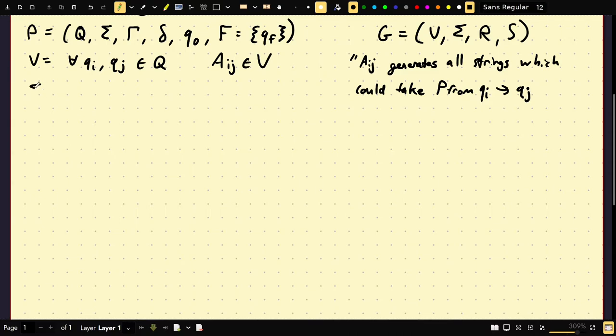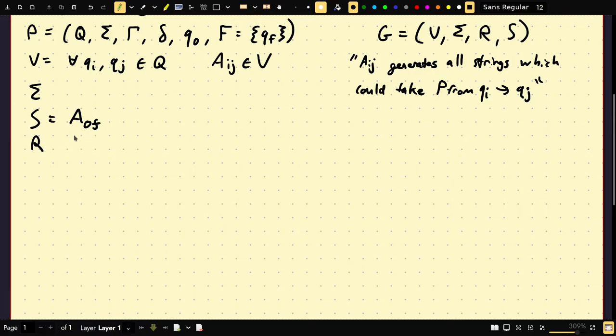Okay, sigma is going to be the same. For S, I'm going to say the start state first. Using this hand-wavy definition, A_ij generates all strings which could take P from state Qi to state Qj. For the language, we want the strings which take the pushdown automata from the start state to the final state. So it makes sense that the start symbol should be A_0F, which takes the start state to the final state, right? Now, the set of rules.